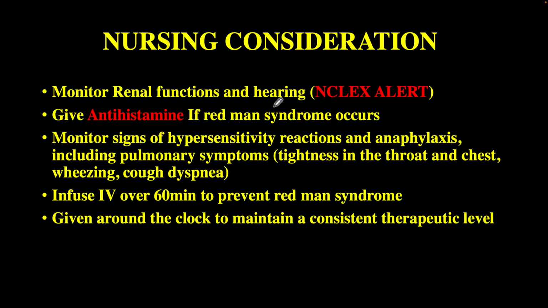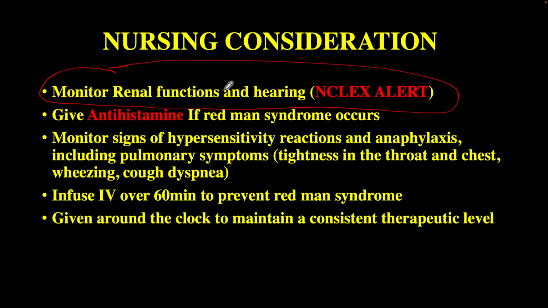Now let's talk about nursing considerations. We actually discussed some of these bullet points in the previous slide. But basically, the one thing that you need to look out for is that you need to monitor renal function and hearing. This is an NCLEX alert. This will commonly come out in the NCLEX. So this is very important to remember. Vancomycin is a nephrotoxic and ototoxic medication. So remember that. Also remember your cranial nerves. This is cranial nerve number 8 for the hearing. Check the BUN and creatinine level for the renal function.